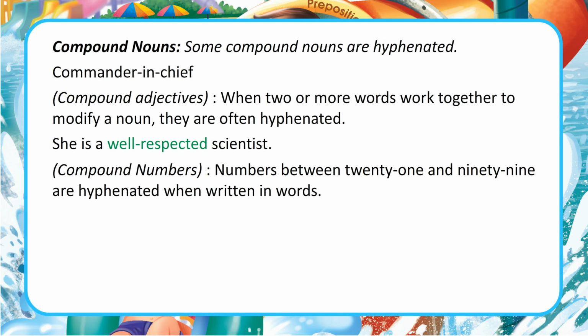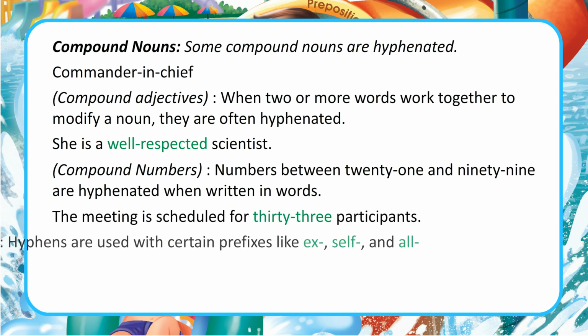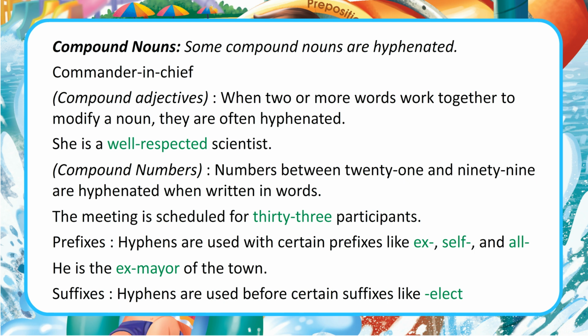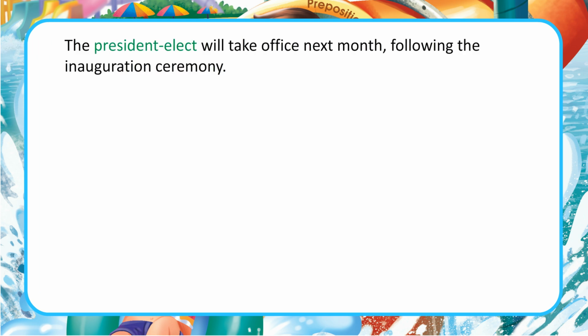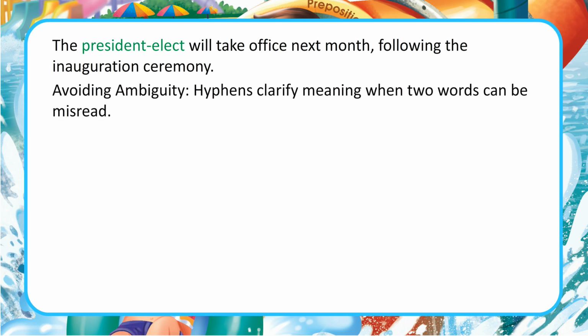Compound numbers. Numbers between 21 and 99 are hyphenated when written in words. The meeting is scheduled for thirty-three participants. Prefixes. Hyphens are used with certain prefixes like ex, self, and all. He is the ex-mayor of the town. Suffixes. Hyphens are used before certain suffixes like elect. The president-elect will take office next month, following the inauguration ceremony.